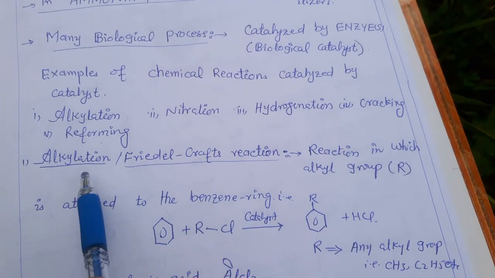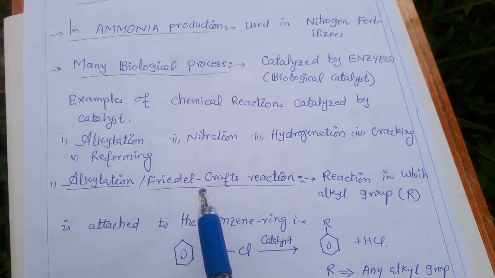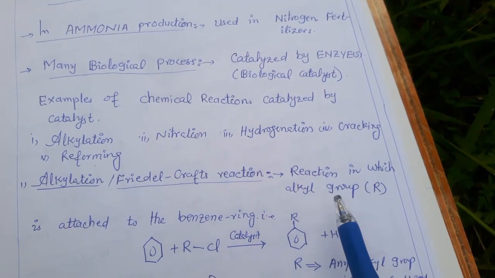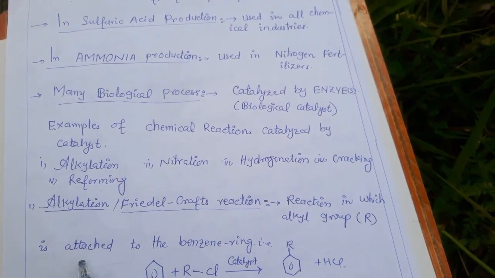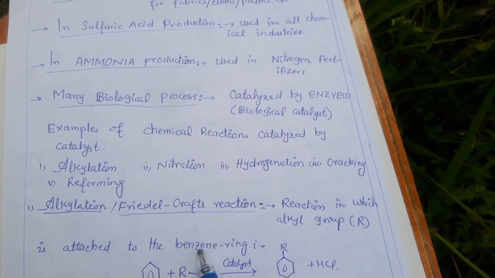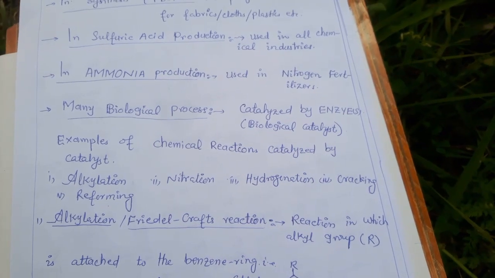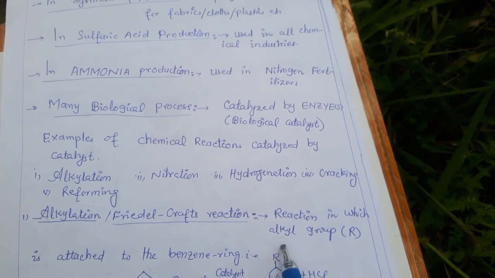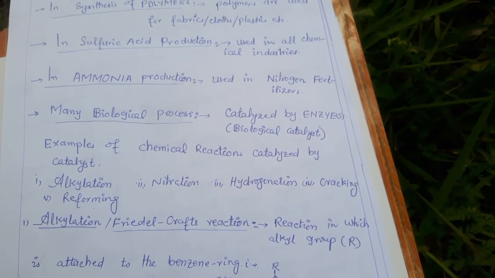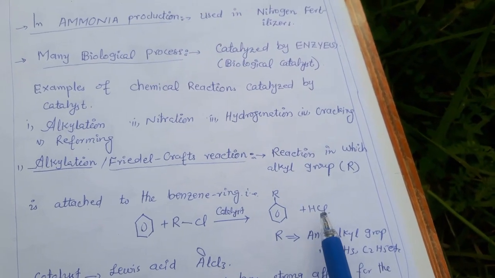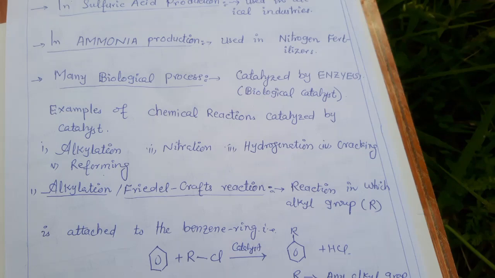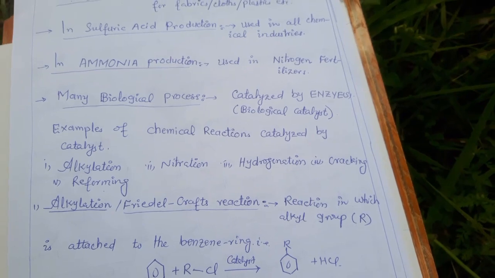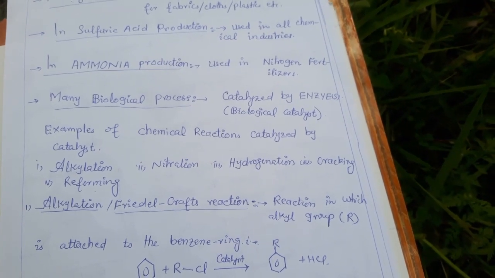Starting from alkylation. This is named Friedel-Crafts alkylation, and this is the reaction in which an alkyl group is added to an organic compound, in this case a benzene ring. The benzene ring is treated with an alkyl halide in the presence of a catalyst. So we have an alkyl group introduced into the benzene ring, and HCl is produced. The catalyst used is a Lewis acid, aluminum chloride. So it is a strong electrophile.